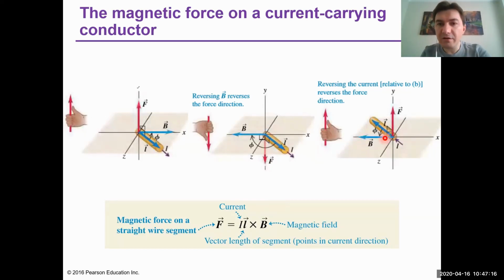Now keep the magnetic field in the negative X direction, but reverse the direction of the current. Here the current was flowing like this, now the current is flowing like this. In that condition, these fingers will show the current direction, then curl them to the B, and the thumb will again show the magnetic force. So this is the situation for different cases.